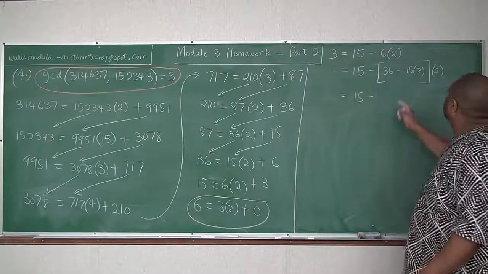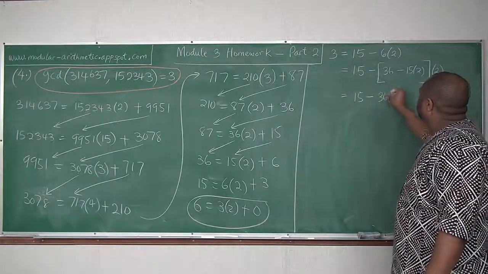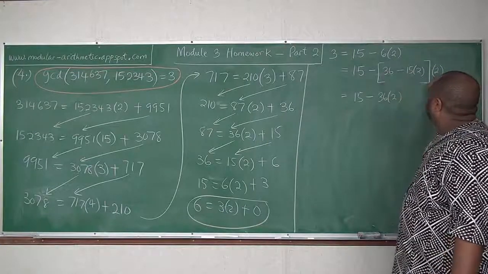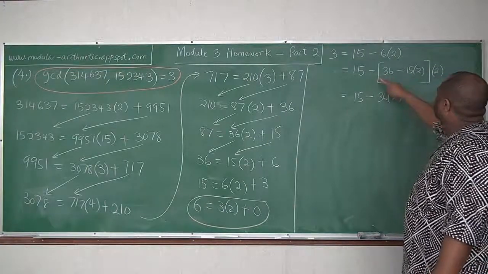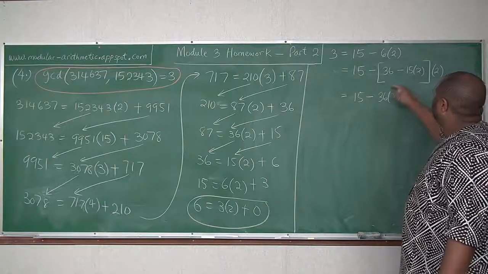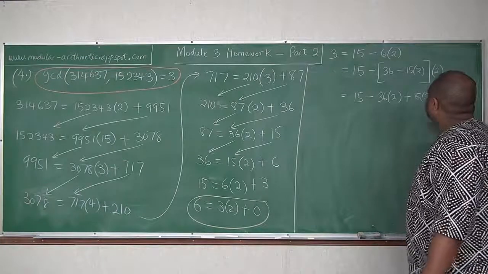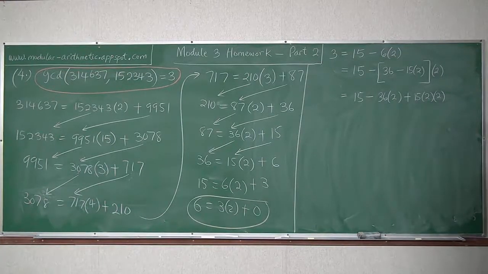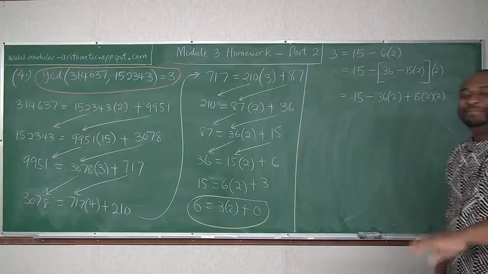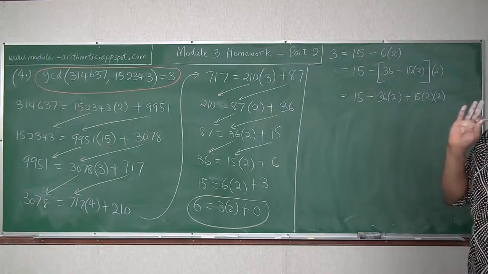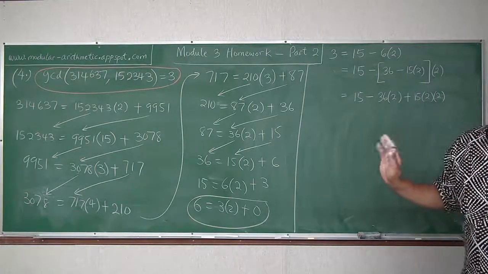We distribute. So this will be 36 times 2. Okay? Minus 36 times 2. Then minus times minus is plus. Plus 15 times 2 times 2. You see what I'm doing? I'm doing it step by step. Because, like I said, the main work just gets started. We just got started. Don't mind me, okay? So just do it step by step so you don't mess anything up.